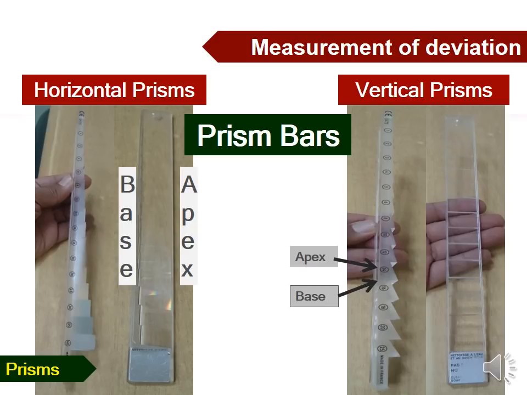Prisms are also available as prism bars, where separate prisms are placed one above the other to make it handy in examination. Prism bars are available as horizontal prisms, so that each prism in the bar has an apex to one side and the base to the other side, to measure horizontal deviation. And vertical prisms, where prisms are placed with the base down and the apex above to measure vertical deviations.